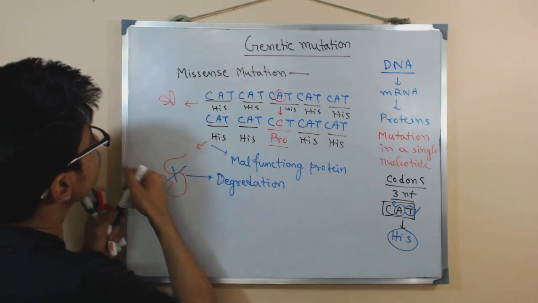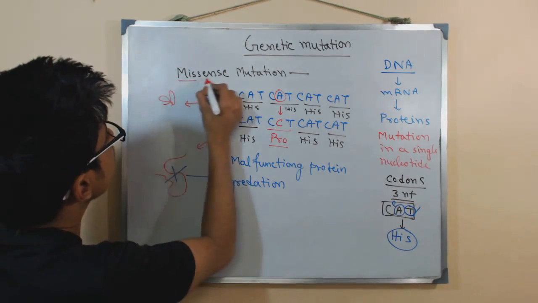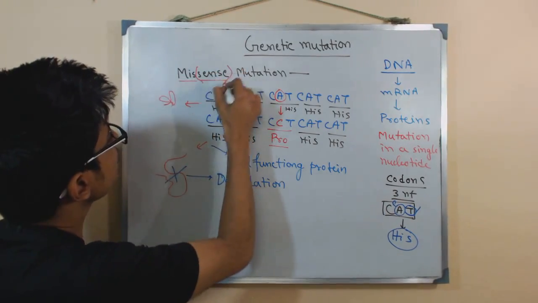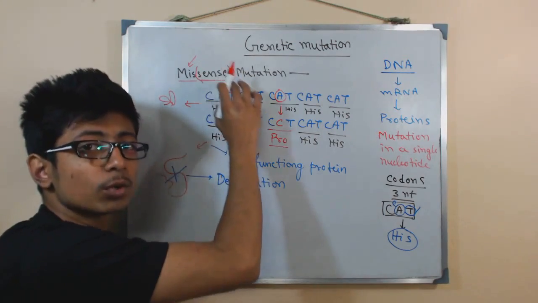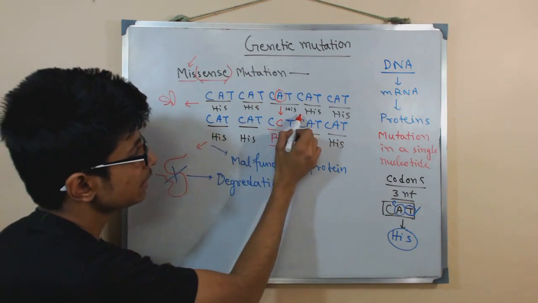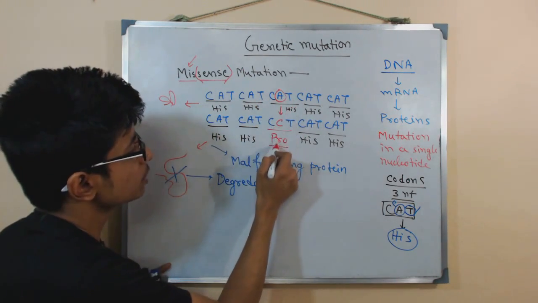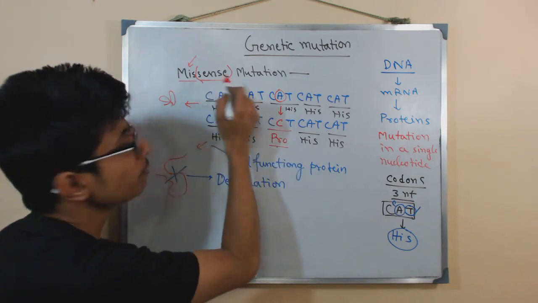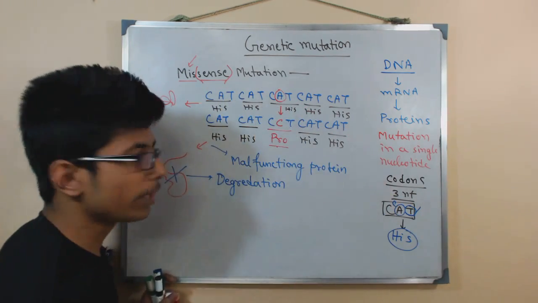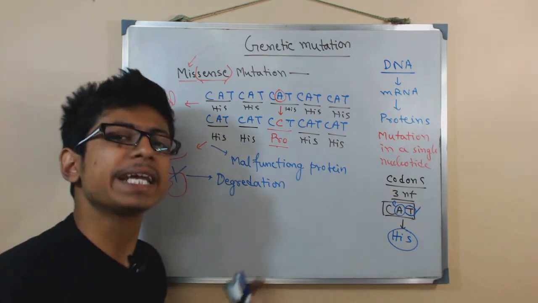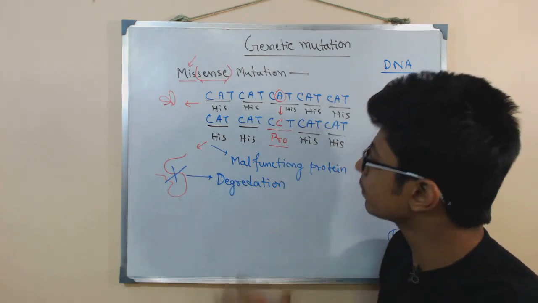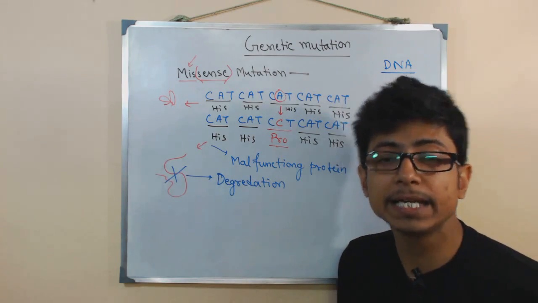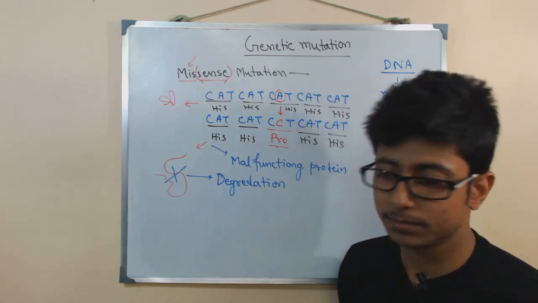Remember, missense mutation means missense. Sense means the sense of the codon. Miss means they miss the sensing of the codon. That means the codon should be histidine, but they miss the sense and produce proline. That is called the missense mutation. Okay, and that missense mutation can produce defective proteins which may not function properly, or that can produce proteins which are not folded, will be degraded inside the cell.